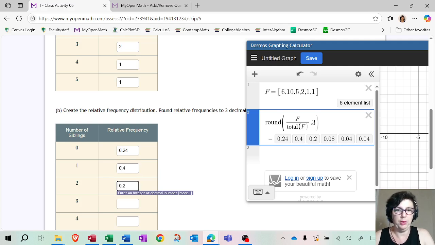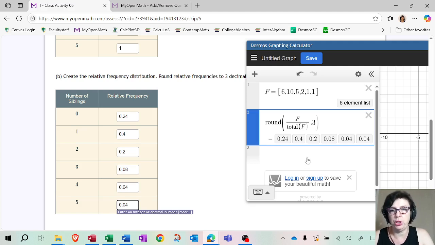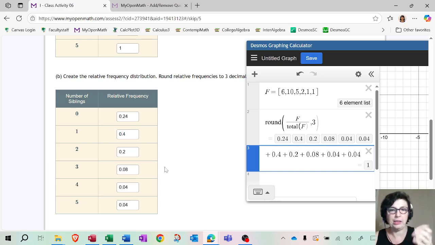So let's just type it. All of these should be numbers between 0 and 1, and they should also add up to 1. You can check that if you have time. If you add them, they should add up to 1 or something very close to 1, depending on the rounding. So this looks like it's correct.